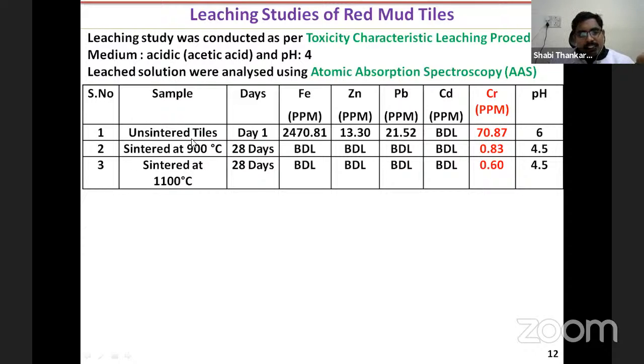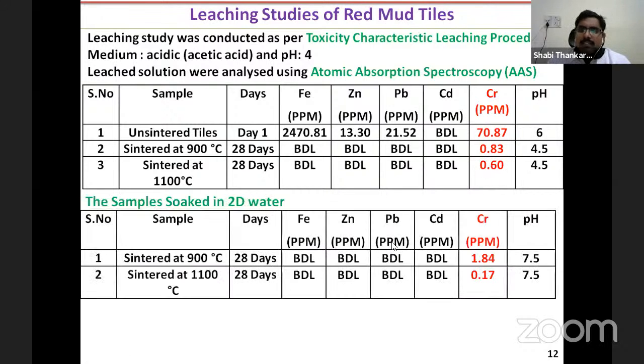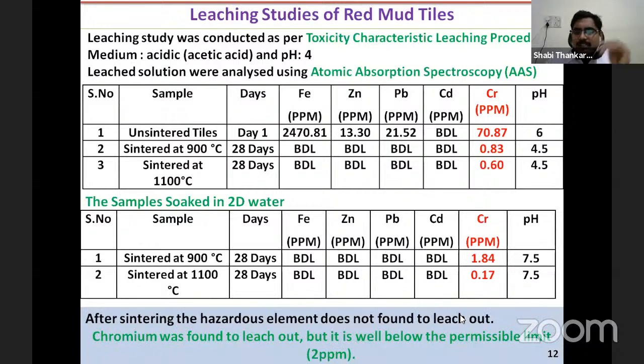But when we sintered at 900 degrees Celsius or 1100 degrees Celsius, you can see the lead and cadmium leaching has been arrested, as well as arsenic. But chromium is leaching a little bit, 0.83 ppm. In normal water, chromium was found to leach around 1.84, but it is still below the permissible limit for industrial water, that is 2 ppm. So it can be used for the building application.